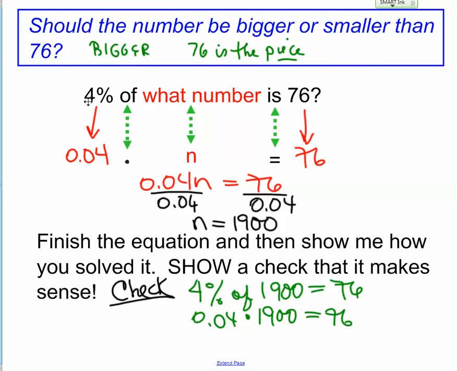And for this problem, 4% of what number is 76? I asked you, should the number be bigger or smaller than 76? Well, we're looking for the big number because this 76 is the piece. It is the 4%. So we're looking for a number that should be a lot bigger because that's only 4% of it. So I can write this as an equation, 0.04n equals 76. Divide both sides by 0.04 and I get 1900. And to check it, I go back and multiply my 4%, 0.04, times 1900 to be sure I do get 76, and I do.